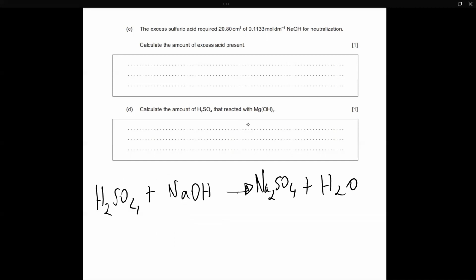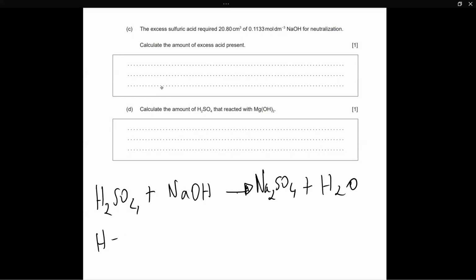And as you can probably tell, this equation is not balanced, and that's what we have to do at the very first step. I know that they've not asked us to give the equation over here, but in order to calculate the amount of excess acid present, formulating the equation is an absolute necessity. And now we need to balance this equation if we want to make sure that we get our ratios correct. So let's balance it out.